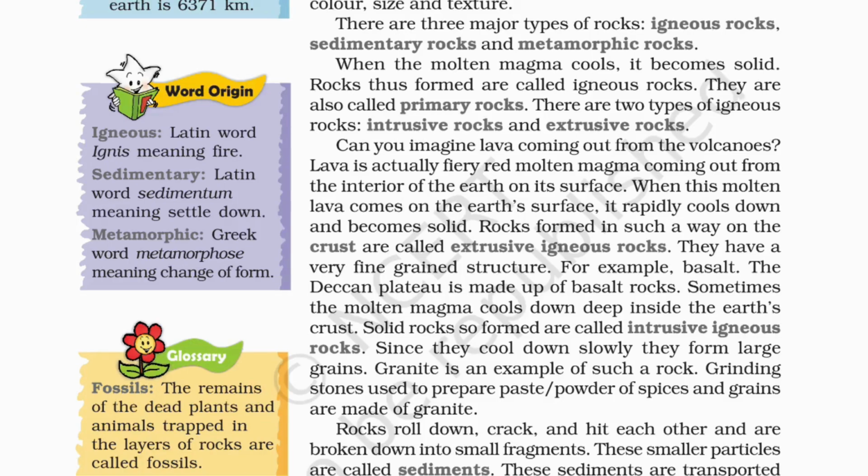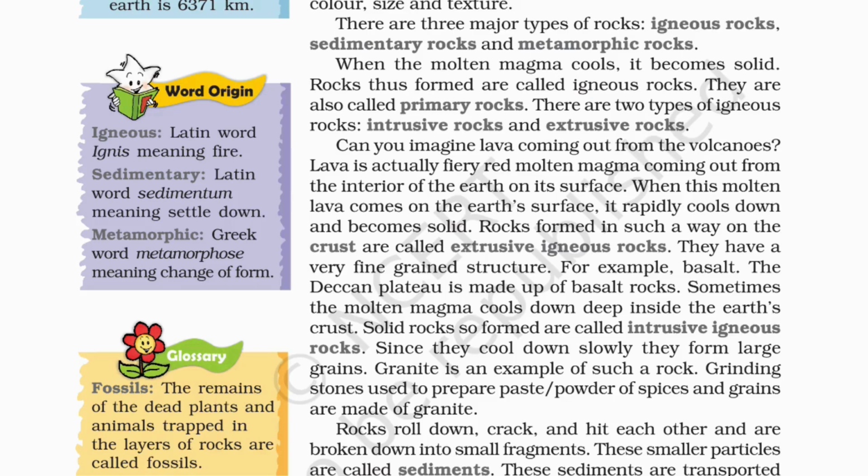Sometimes this molten magma cools down deep inside the Earth's crust only. Solid rocks so formed are called intrusive igneous rocks. Now see, kids, to learn it more easily, extrusive means outside, right? And intrusive means inside. So this is the best way to learn. In extrusive igneous rocks, the molten magma cools outside on the crust. And in intrusive igneous rocks, the molten magma cools inside the Earth. Now, let's continue.